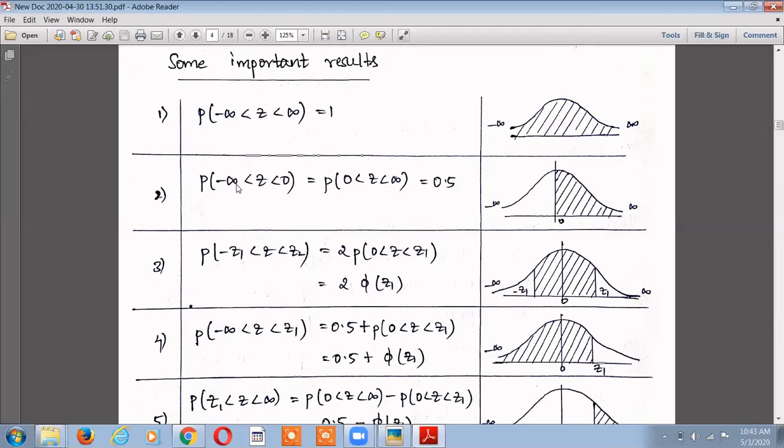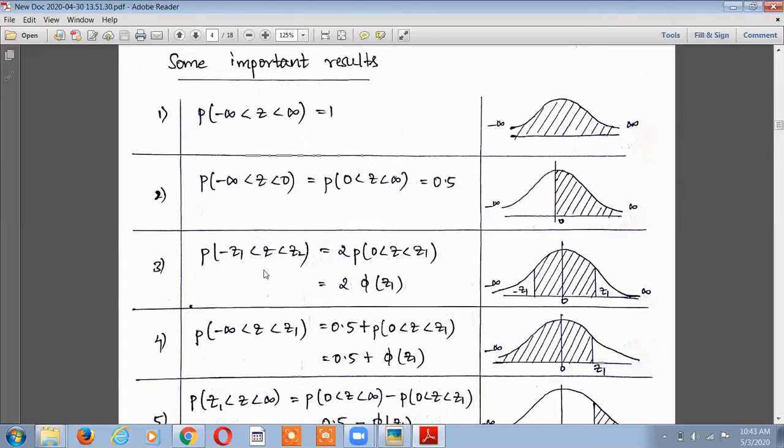Next one, if I want to find P of z between minus infinity and 0, it means the area below the standard normal curve from minus infinity to 0. This will be equal to the area below the curve from 0 to infinity, because the graph is symmetric here. Therefore, the area in the second quadrant will be equal to the area in the first quadrant, and it is 0.5. When you take the complete area, it is 1. When you take half of the area, it is 0.5.